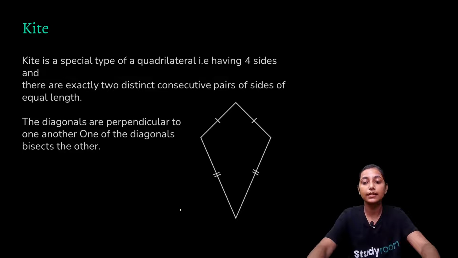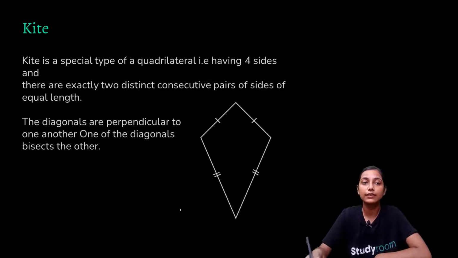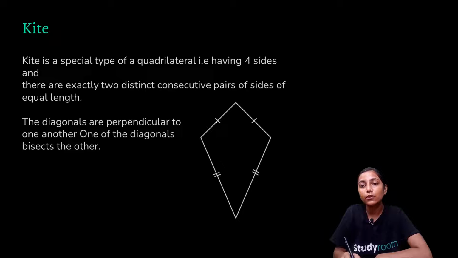Now the next kind of quadrilateral is the kite. So what is a kite? A kite is a special type of quadrilateral that has four sides, and there are exactly two distinct consecutive pairs of sides of equal length. So the consecutive sides are going to be of equal length. You can see that this side is equal to this side while this side is equal to this side. So such a quadrilateral is known as a kite.